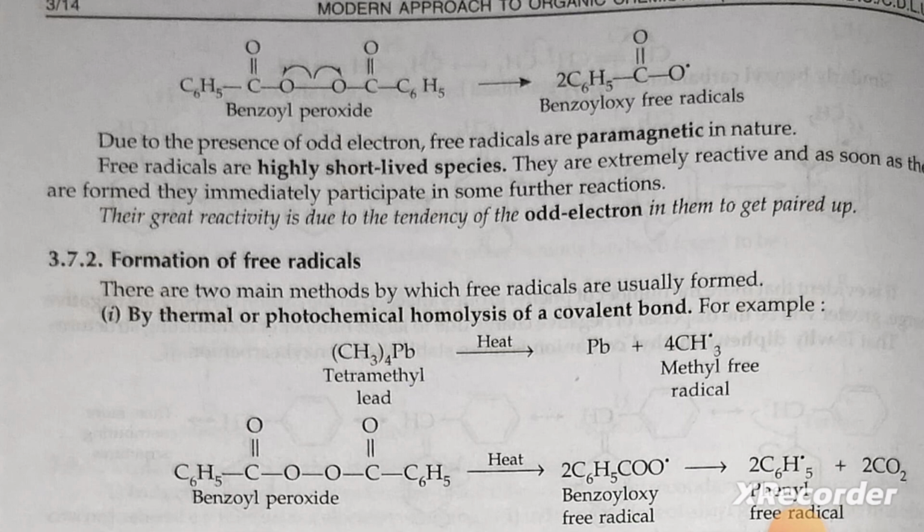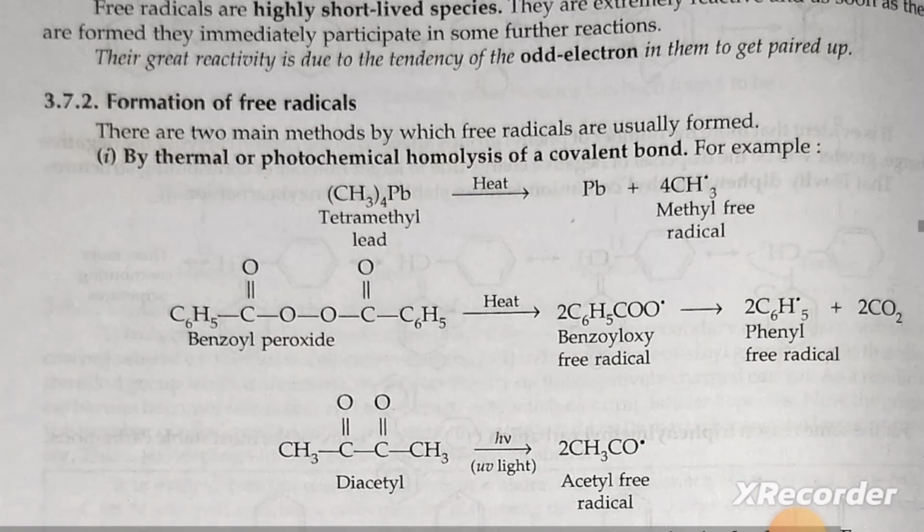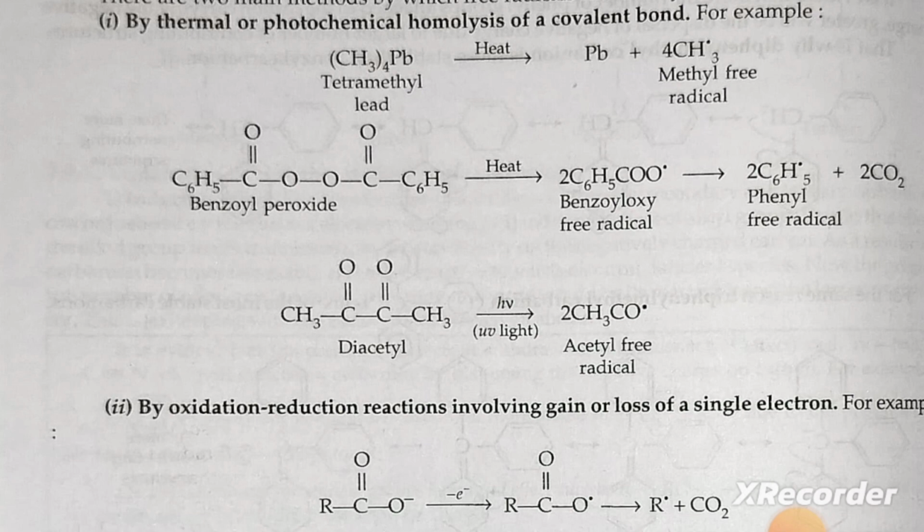Second, formation of free radicals. There are 2 main methods by which free radicals are usually formed. First, by thermal or photochemical homolysis of a covalent bond. For example, tetramethyl lead in the presence of heat gives rise to Pb plus 4 methyl free radicals. Benzoyl peroxide in the presence of heat gives rise to benzoyloxy free radical, which gives rise to 2 phenyl free radicals plus 2 CO2. Diacetyl in the presence of light gives rise to acetyl free radical.